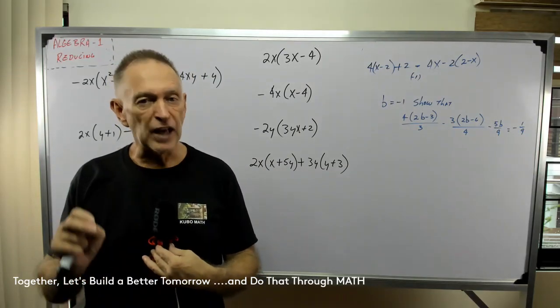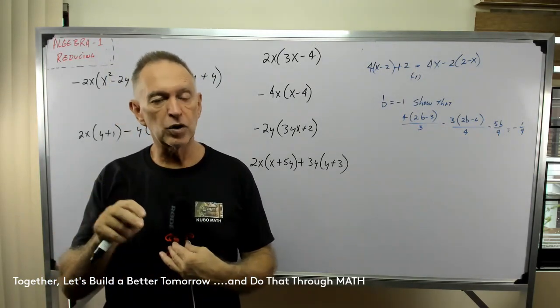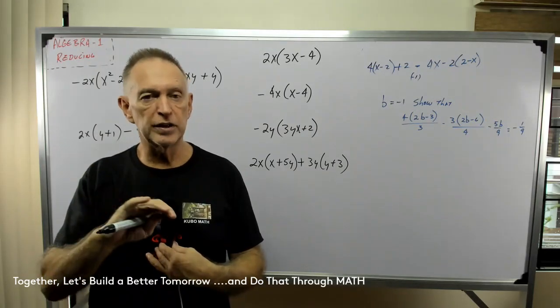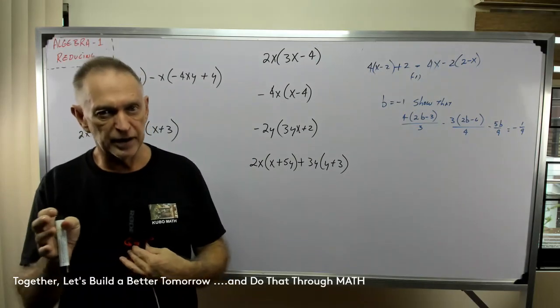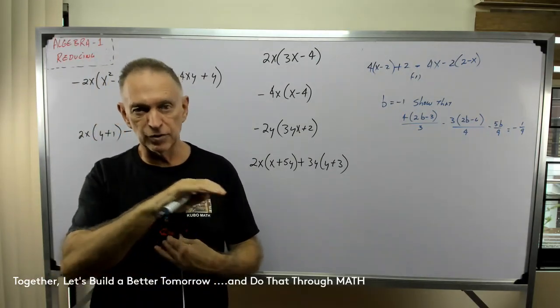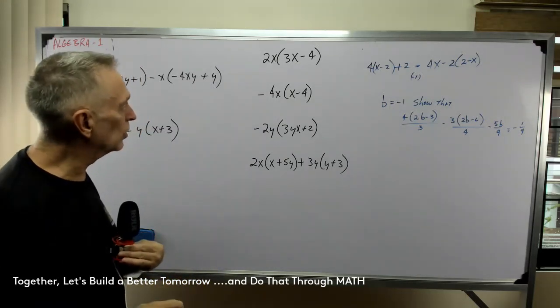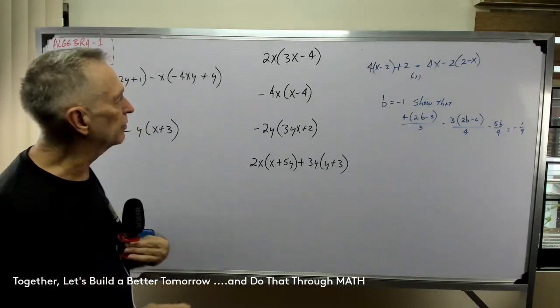Today it's Algebra 1, and we're going to continue the session on expanding through the distributive property and then reducing the results of that distribution. So we have a few problems we're going to work through, so let's get after it.